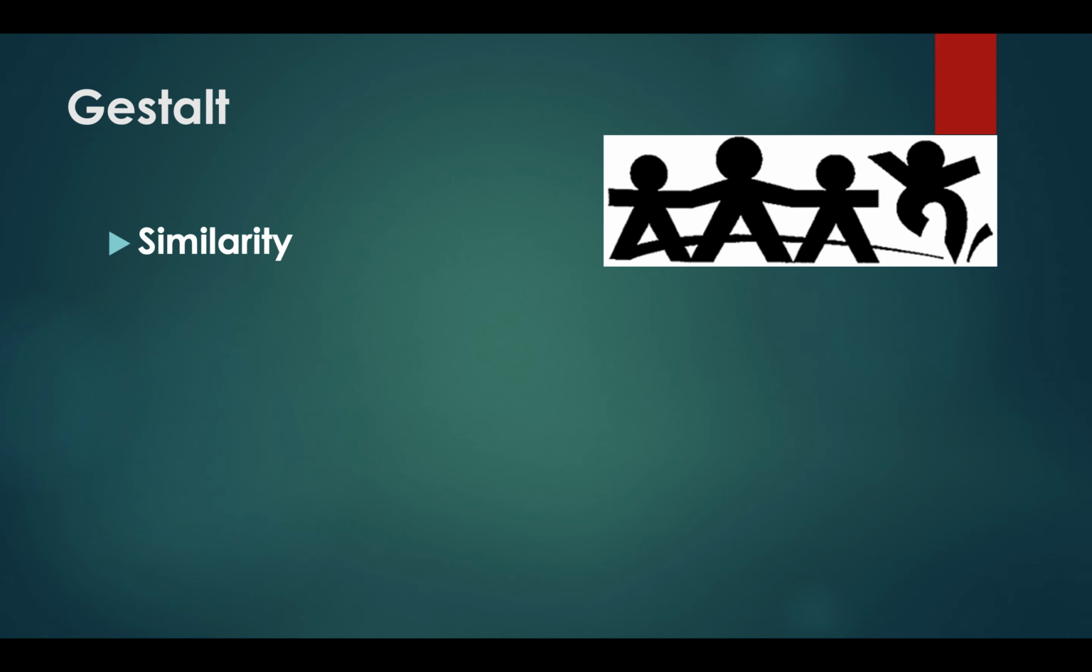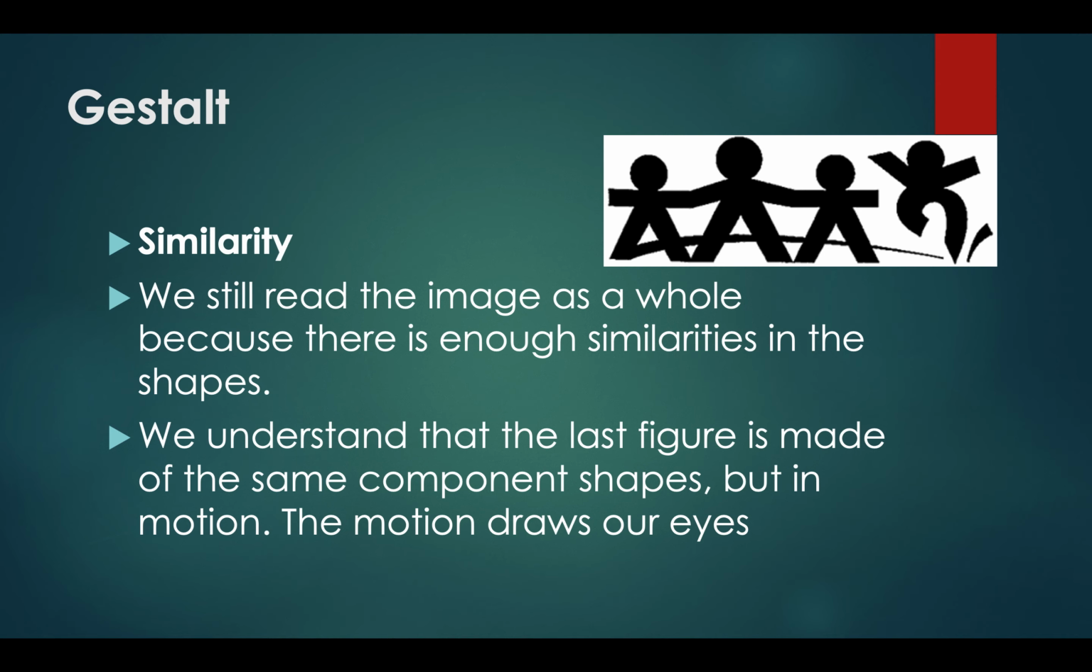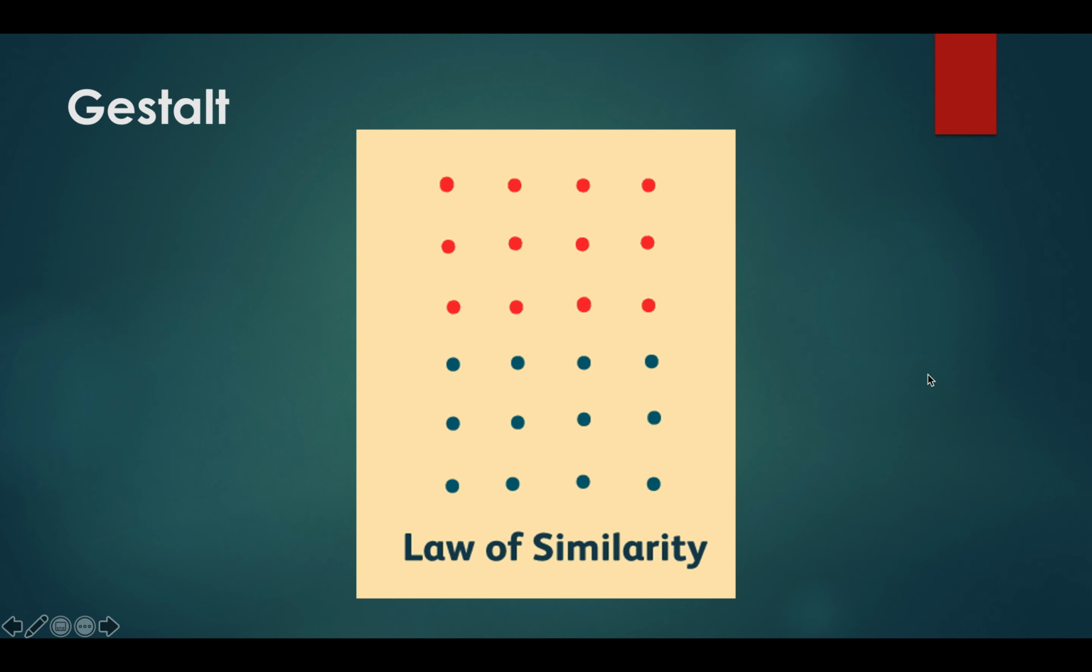So in this case, we've got three people who are the same and then a jumping person. And so our eye is going to be drawn to that jumping person. Now we know it's part of that group because it shares so many characteristics with the other people, but its movement and its dissimilarity draws our eye to it. And here's an example using some dots.